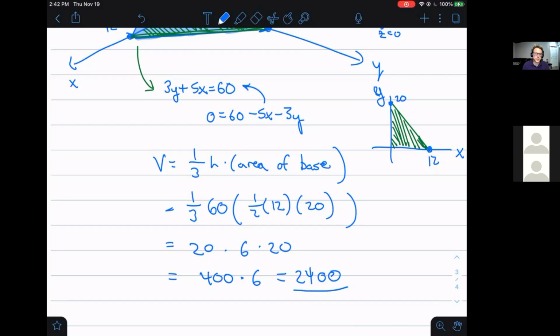Are tetrahedrons and pyramids the same? Yeah. I can't think of any counterexample. Yes, yes, they are the same.